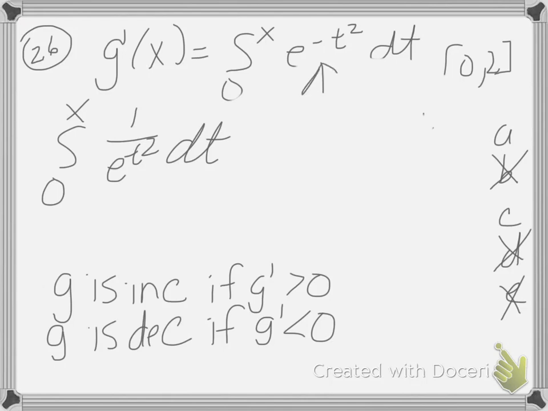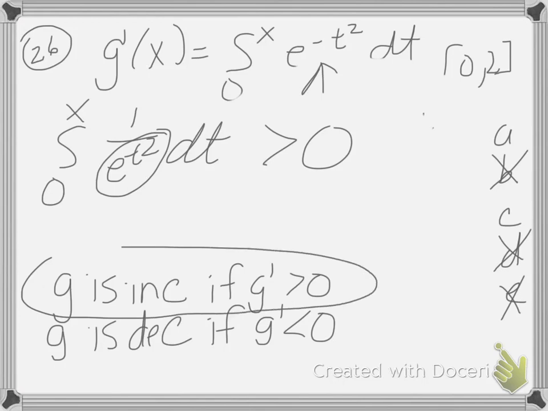It's a fraction. If you're going from 0 to x, that means all your numbers are going to be positive. So you're going to be putting positive values into the antiderivative. Well, if you have e to the t squared, that's always going to be positive. There's no way that the antiderivative is ever going to give you a negative value. So therefore, if it's always going to be a positive value, then g must be increasing. And that was choice A.